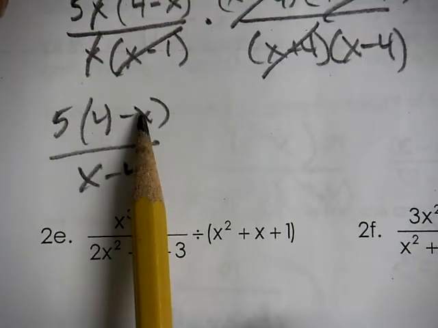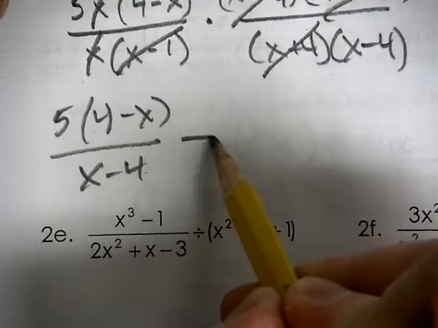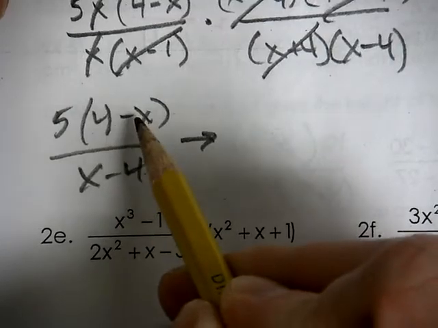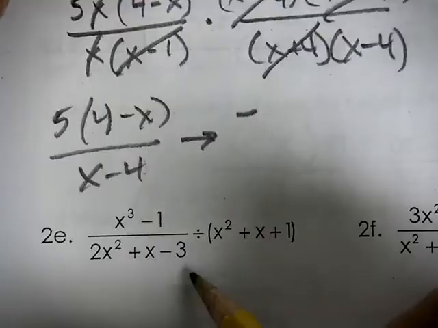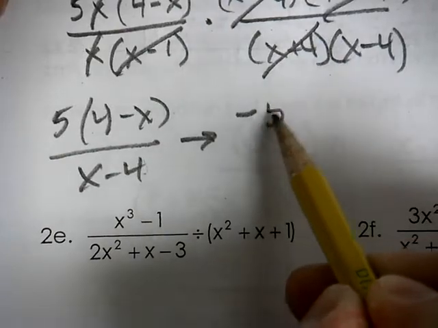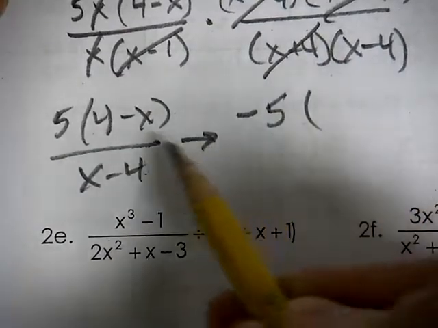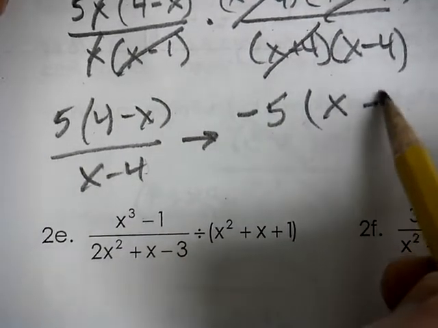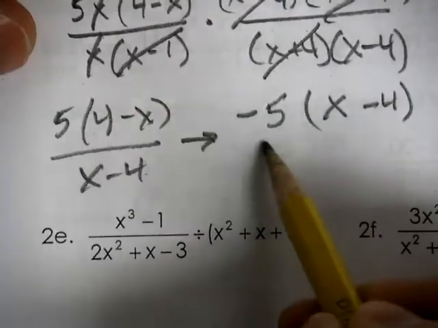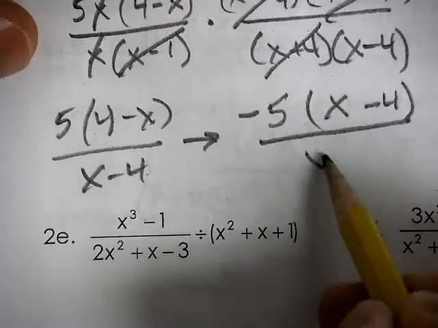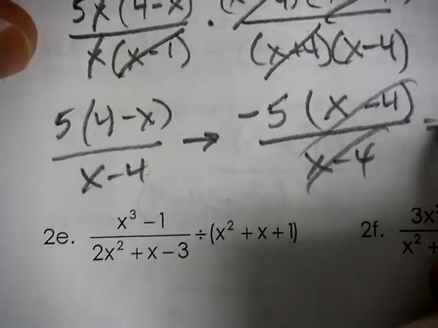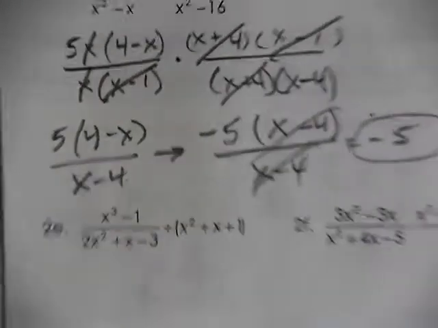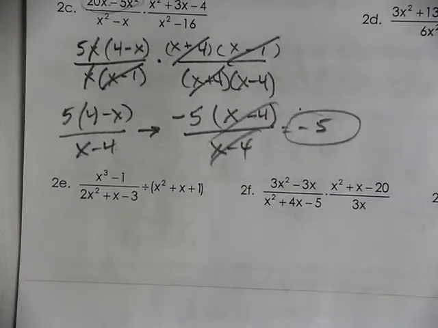So if we factor out another negative out of the top, make this a negative 4 and a positive 1 by pulling out a negative. So it's actually going to be a negative 5. That's going to leave us with a positive x and a negative 4. And I rearranged it. I put the x first. So that's a situation where we get the leftover of just 5.